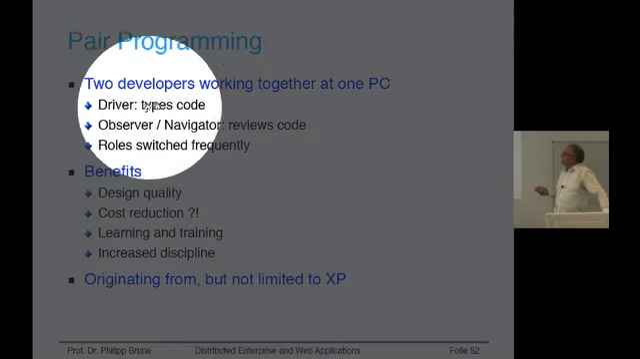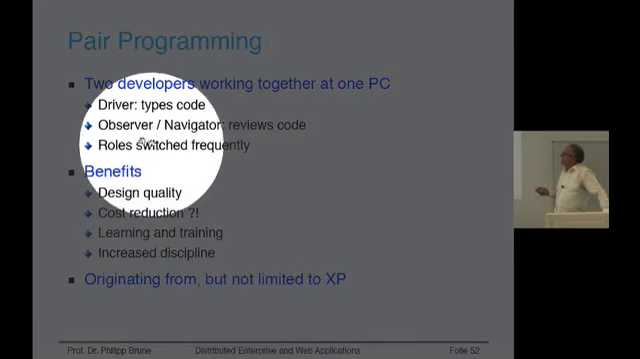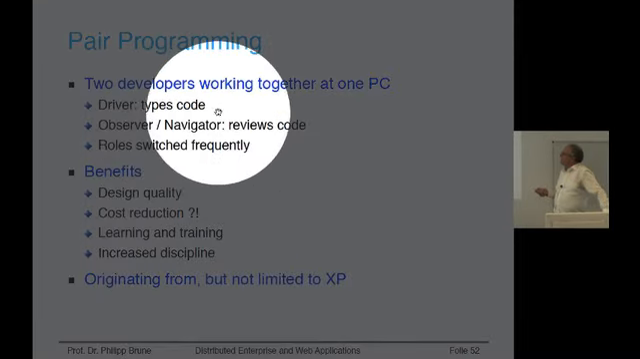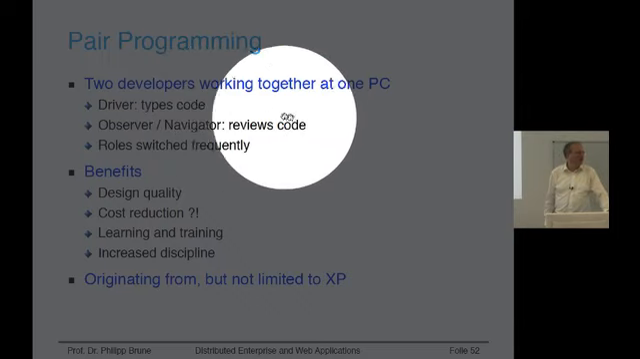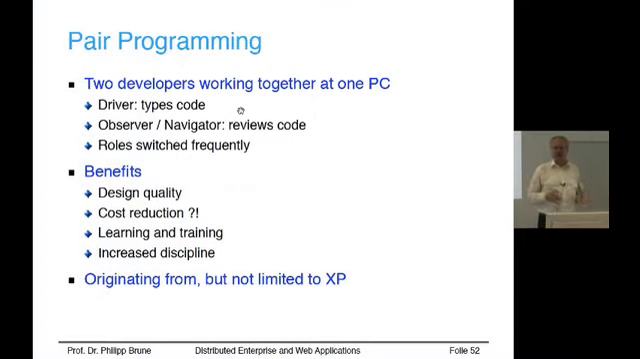The other person has the role of the observer. And the task of the other person is to review the code that the other person writes. So you must imagine you sit together in front of your PC, one of you is writing, the other one is always giving feedback. And of course, to make it not too annoying over time, they have to change the role from time to time after some hours.